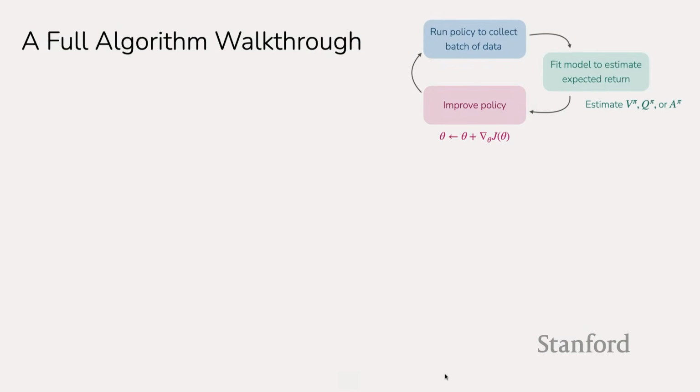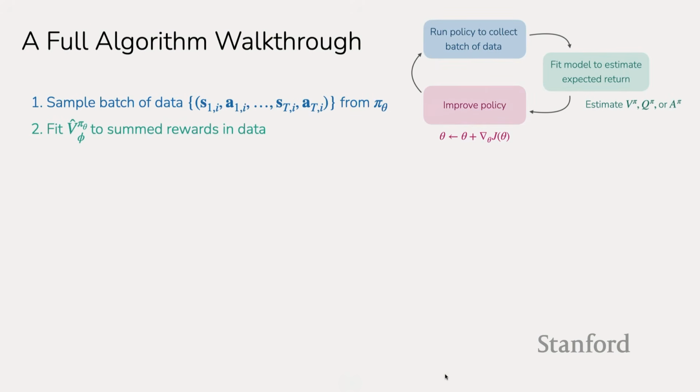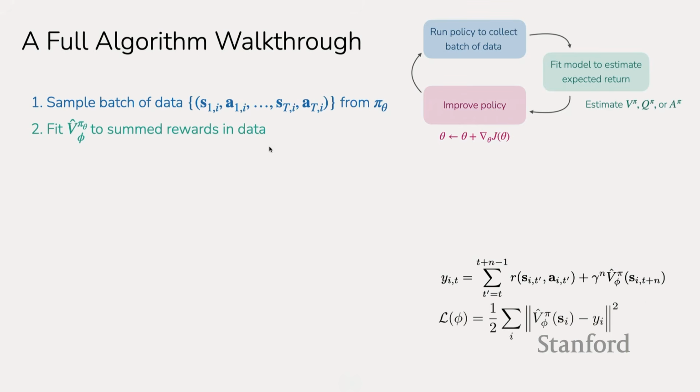Cool. So let's walk through the full algorithm now. We talked about estimating value functions. Now let's put this into practice. We can sample a batch of data from our policy. Then we will fit our value estimate to the summed rewards in the data. We can do this by looking at the rewards for a short period of time and then the value. So this would be the equation for n-step returns. When we fit this, we'll run multiple gradient steps on this objective that's trying to minimize the difference between our estimates and the observed future rewards.